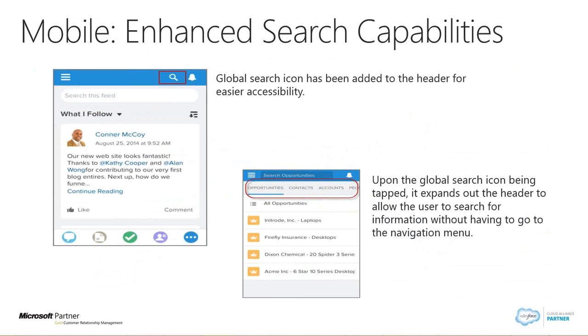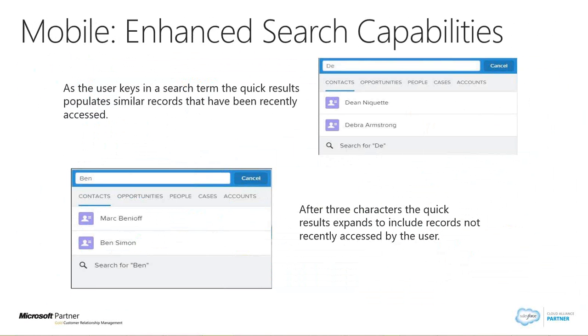There are some additional search capabilities that are available now as well. In the top header of the Salesforce One application, you'll now see a little magnifying glass. That's a global search icon, and it's available no matter where you're at in the app. Clicking that global search icon is going to expand out a header to allow you to search for information of a specific record type. In this example, it could be opportunities, contacts, accounts, etc. By clicking on that record type, you then see a search field that pops up.